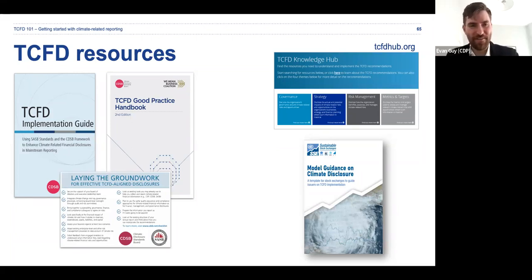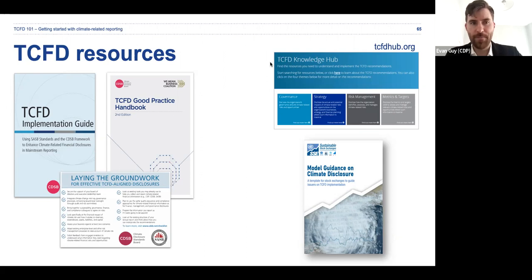So yeah, as Tiffany mentioned, lots of resources to help you. You do not need to tackle this on your own after this training. There's lots of resources that can support you. So some key ones here, we have the TCFD implementation guide and good practice handbook. These are really great resources to understand practical steps to implementing TCFD disclosure and give some examples and case studies of what good practice really looks like.